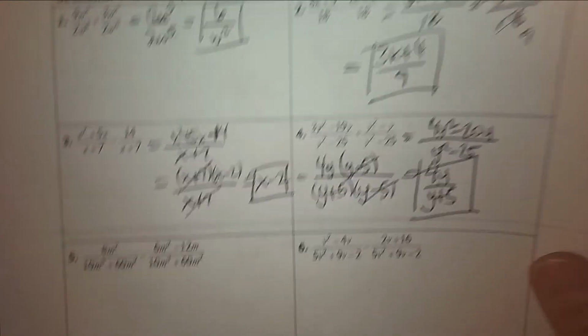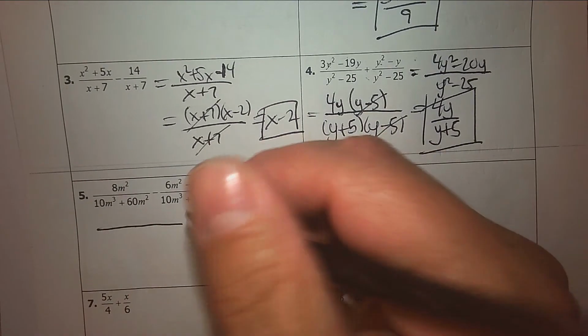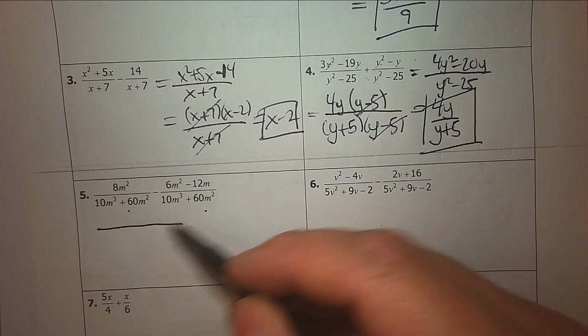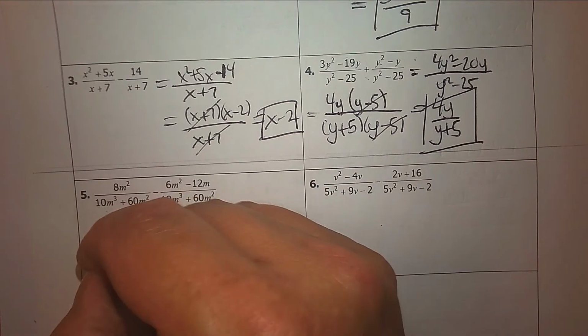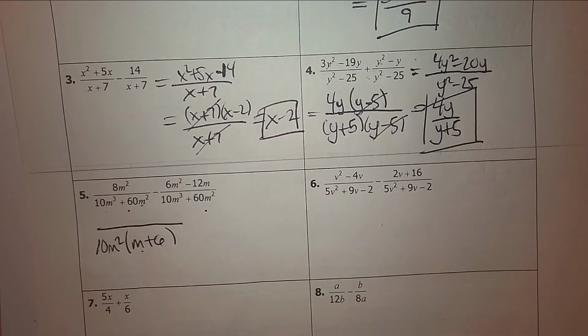Number 5, common denominator, so combine like terms. So we're going to write this down, and I know this step, so I'm just going to do it. I'm going to factor the denominator and write it down. So they both have a 10m squared, and what's left over is m plus 6. That's the common denominator and factored.